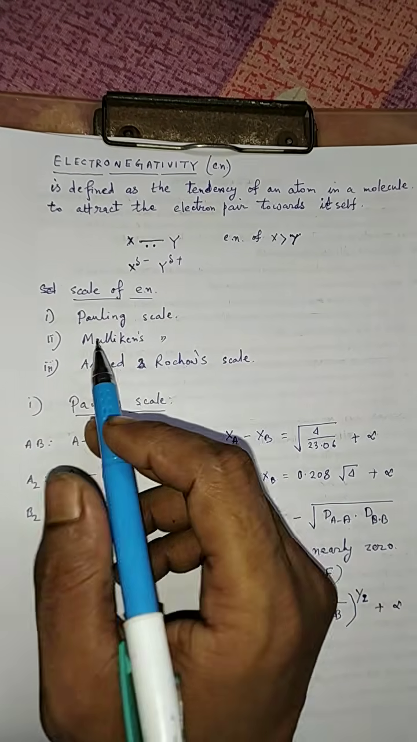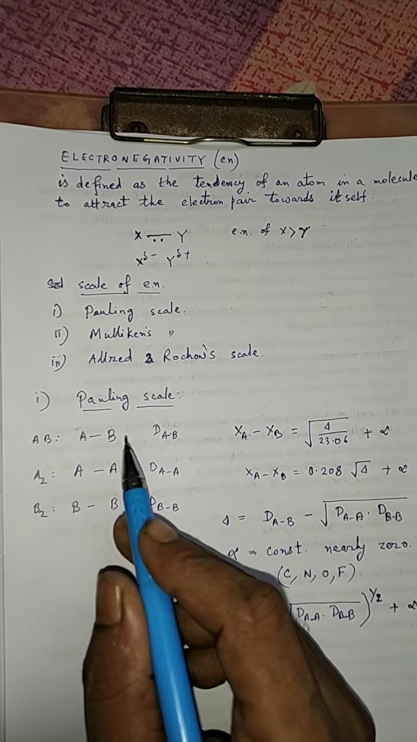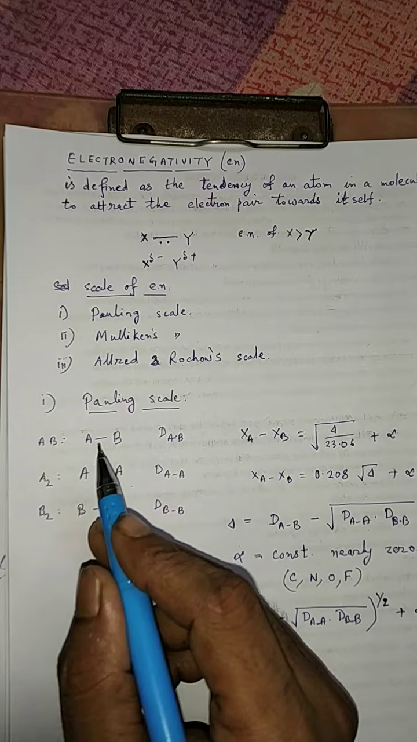Electronegativity is measured by three scales: Pauling scale, Mulliken scale, and Allred and Rochow scale. For the Pauling scale, consider a molecule like AB.